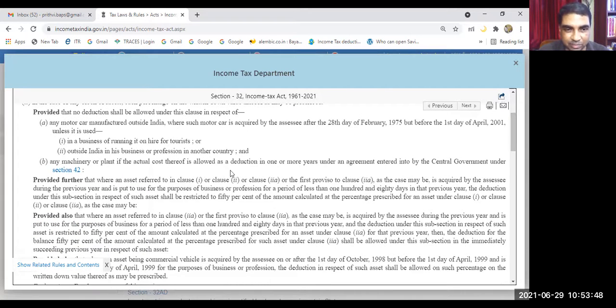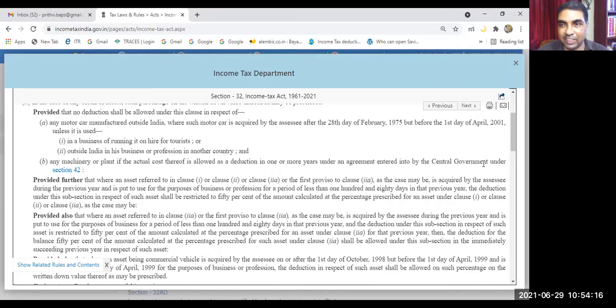Yeah, here you see, if the asset is put to use for the purpose of business and profession for a period less than 180 days. So this is specific treatment. That means when we are purchasing the asset in the first year, if you are purchasing, let us say, after 1st October, the asset will definitely be put to use for less than 180 days. If it is put to use for less than 180 days, then the depreciation treatment will be a little different. That also we will be learning.